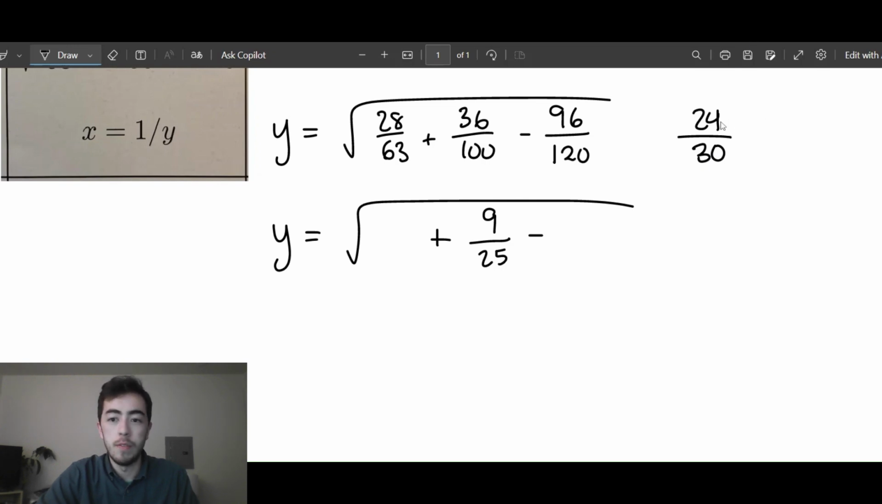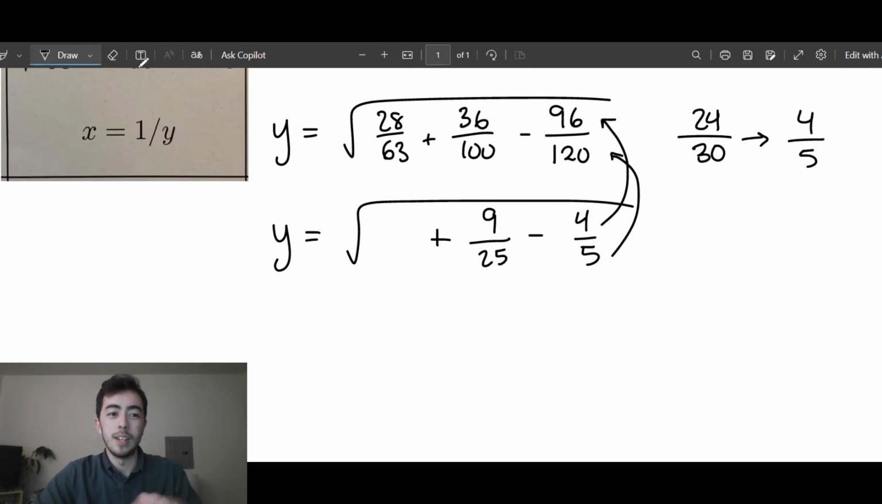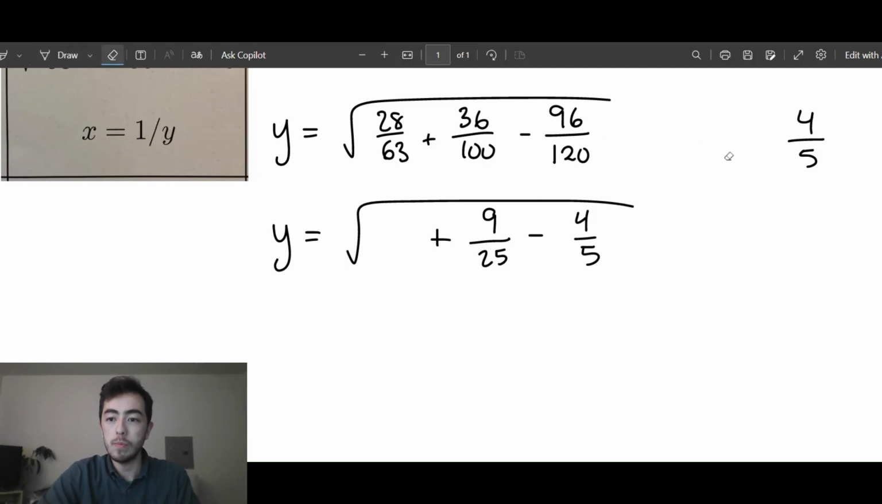There is a common factor of 6 in both of these. So I can divide 24 by 6 to get 4, and then 30 by 6 to get 5. So this fraction right here is just 4/5. You multiply by some factor on the top and bottom to get it to this other form. Or in other words, you divide the top and bottom to simplify it into a better form. 4/5 is a little bit easier for me to work with and think about.